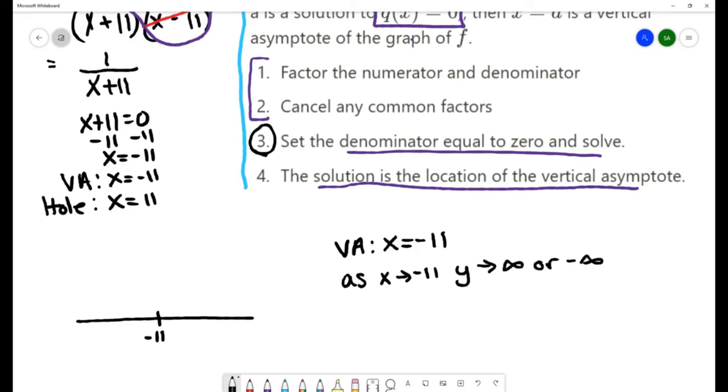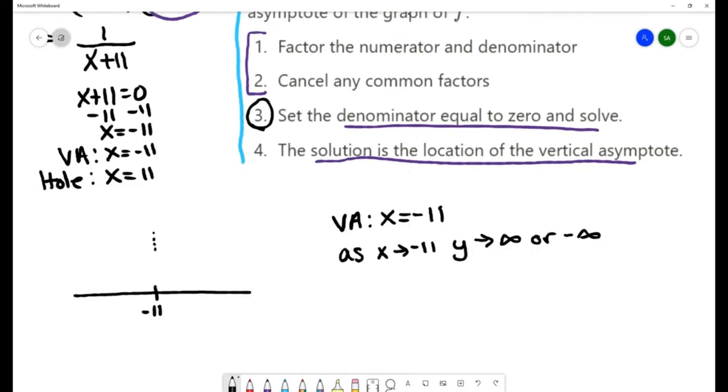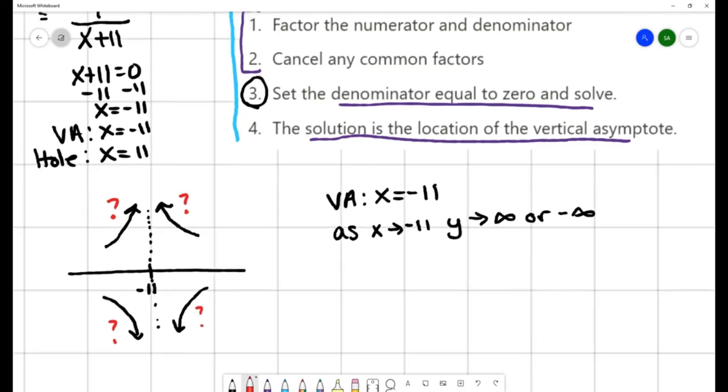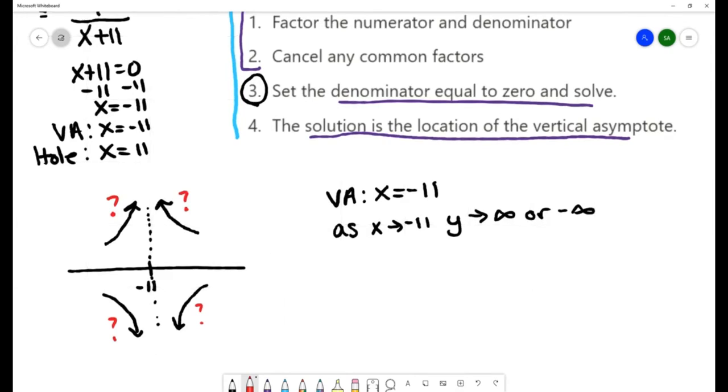So we know that our graph at that vertical asymptote, we got some choices here. It will go to infinity on the right, or it might go to negative infinity on the right. On the left, it will go to infinity, or it might go to negative infinity. So when we sketch this, we have to figure out which one of these is happening. So this is a question mark. Is it going to infinity? Is it going to negative infinity? Is it going to infinity on the right or negative infinity on the right? So the way we figure that out is by testing around it.